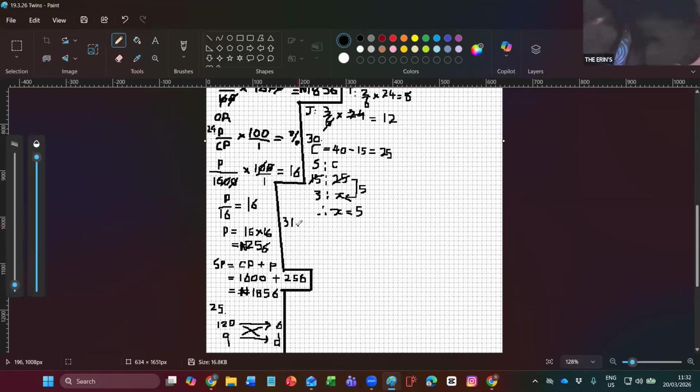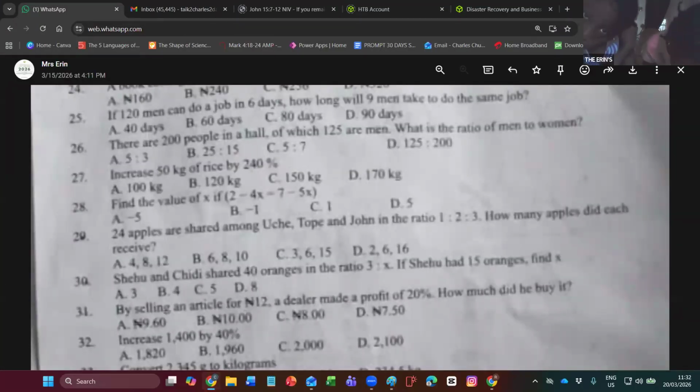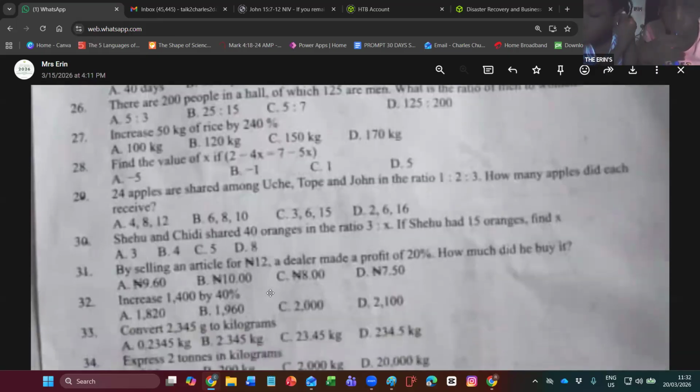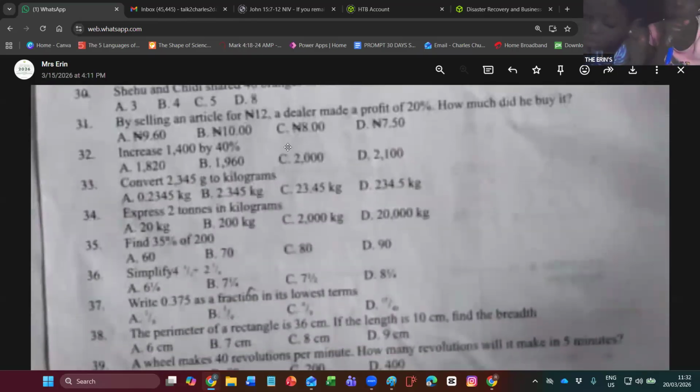When you were writing, and you said that we should write, I wrote C equals 40 minus 15 equals 25. Me too, I copied it. And I wrote 15 ratio 25, and I did it as 3 ratio 5. X equals 5. Okay, no problem. It's fine.